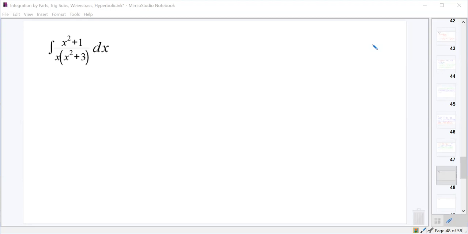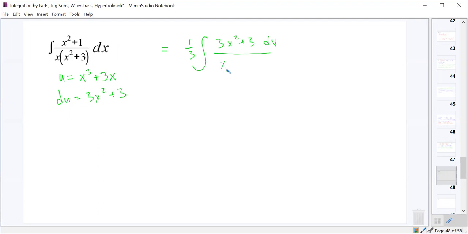You all are finished. What do you mean no? How are you not finished with that yet? Didn't you go through the steps? Didn't you say, is there an easy u substitution? And you said, yeah, there is. U is equal to x cubed plus 3x, and du is equal to 3x squared plus 3. So this just becomes 1/3 of an integral of 3x squared plus 3 dx over x cubed plus 3x. So 1/3 the integral of du over u. 1/3 natural log absolute value x cubed plus 3x plus your constant.